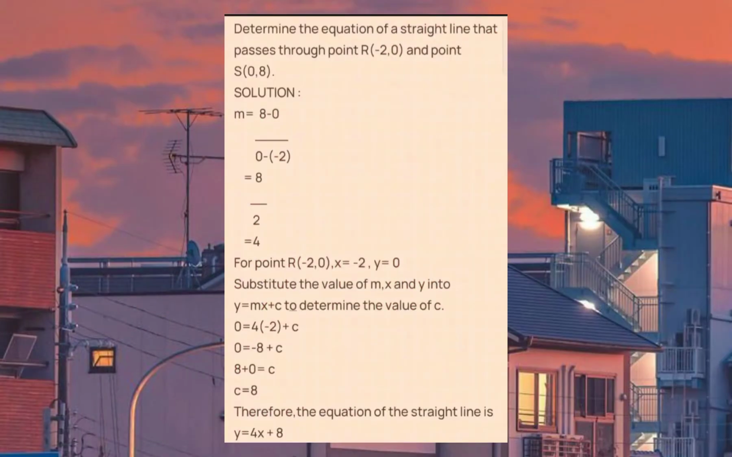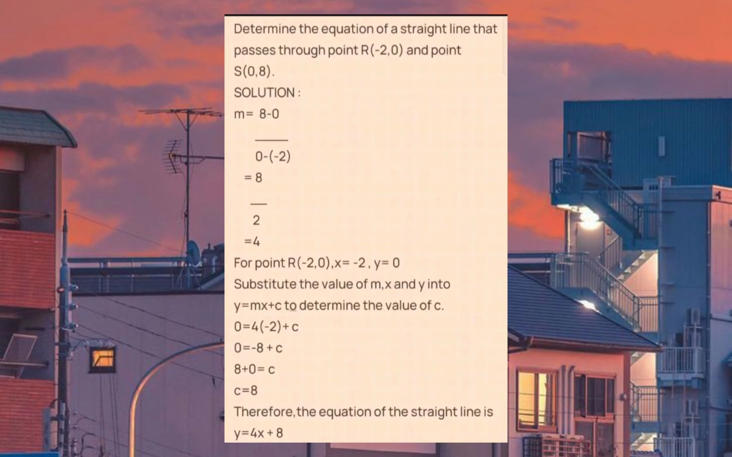The question asks, determine the equation of a straight line that passes through point R, which is x equal to negative 2 and y equal to 0, and point S, which is x equal to 0 and y equal to 8. So the solution is, we must know the value of the gradient. So, y minus 0 over 0 minus negative 2. So m equal to 4.